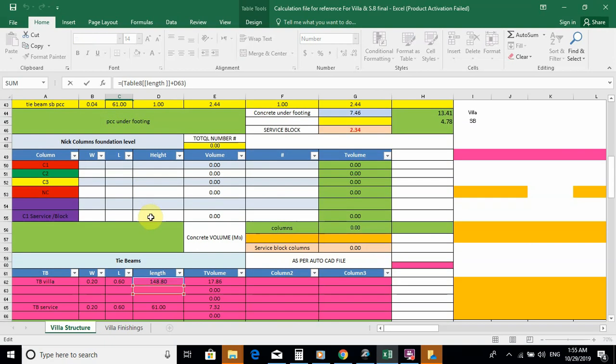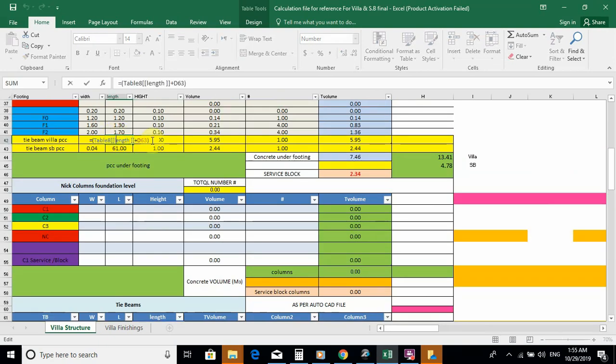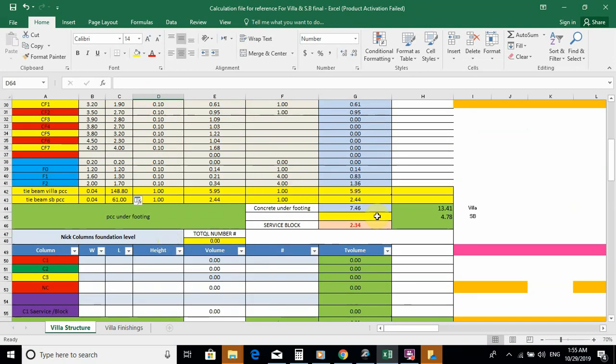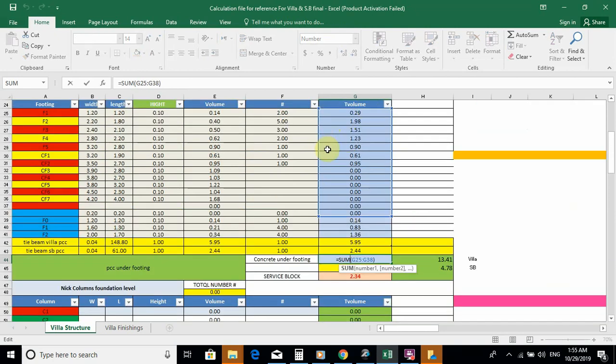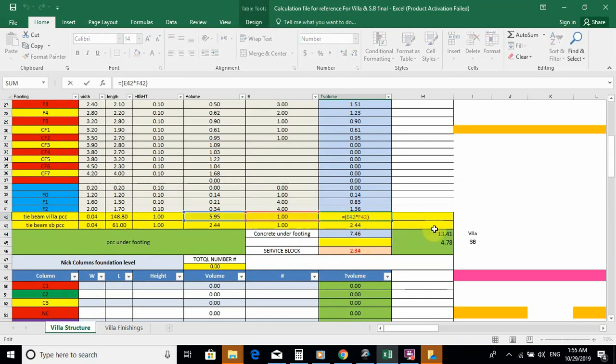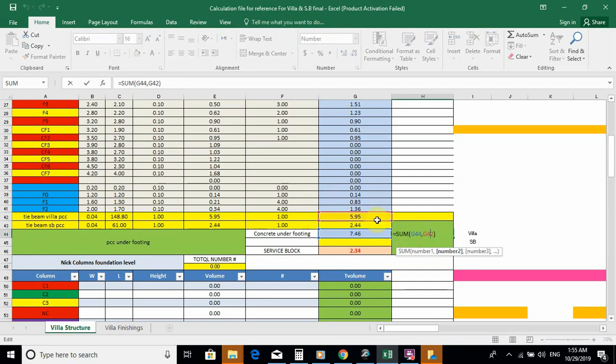Now this number. In case you have two numbers, it's okay. You can add this plus this or whatever. Just include the total number or total length. Here is concrete underfooting. This one, concrete under the tie beam. Now you have this number, which is this plus this. Okay.